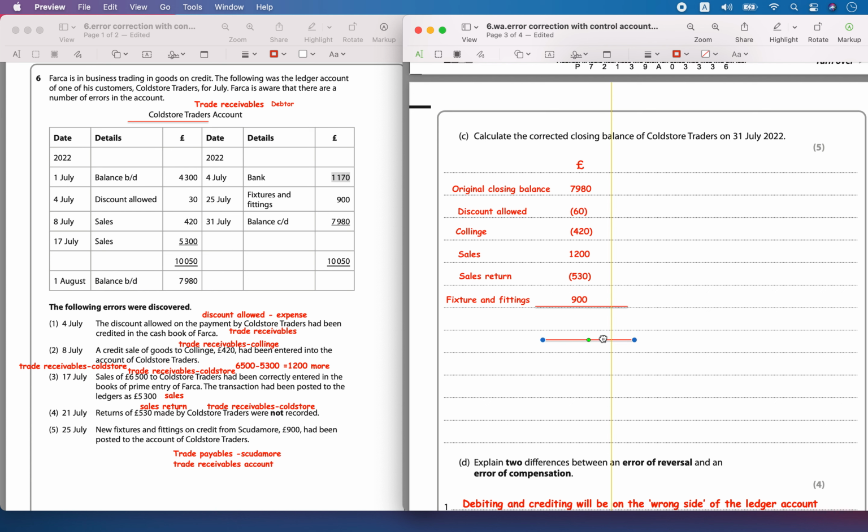So now let's add these up: 7980 minus 60 minus 420 plus 1200 minus 530 plus 900. The value is going to be equal to 9070. Since they have not said you have to use the journal entry, we can use any method, so the other method I'm going to teach you is method number 2. This is the first method of correcting the balance.